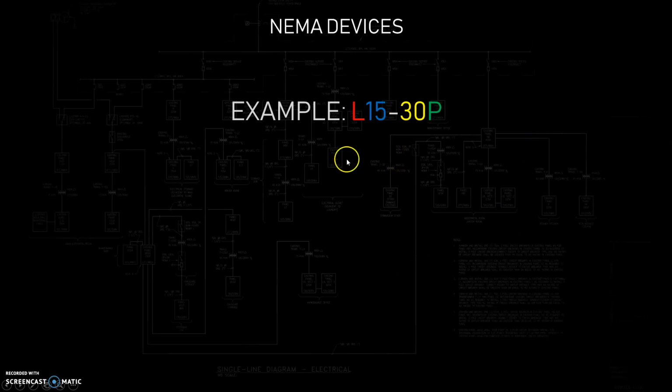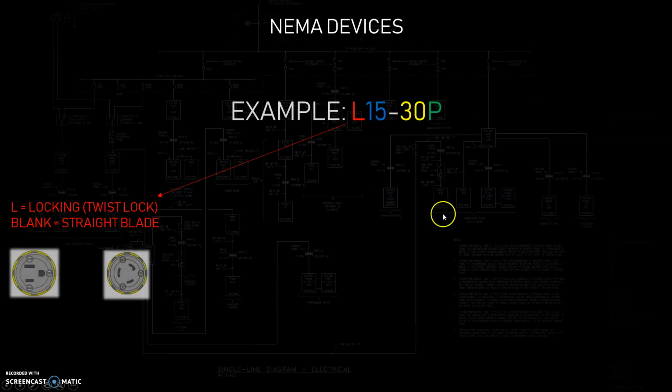Let's decipher that. So in red we have the first letter, the L. Basically we can have an L or we'll have nothing. If we have an L, it means it's locking or twist lock. If we have nothing, if it starts just with the number, it means it's straight blade. Okay, so here's your straight blade, here's your locking or your twist lock.